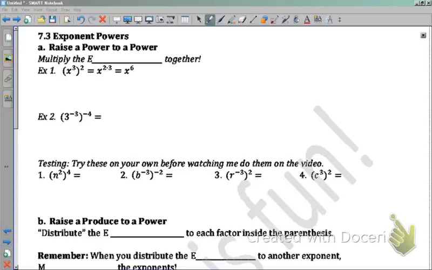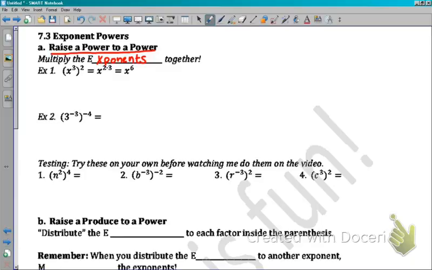So what we're going to be doing first is we are going to raise a power to a power. So if you look down at the example here, I have x to the third squared. So I have like this double exponent thing going on. What you're going to do when you have that is you are going to multiply the exponents together. That seems easy enough.